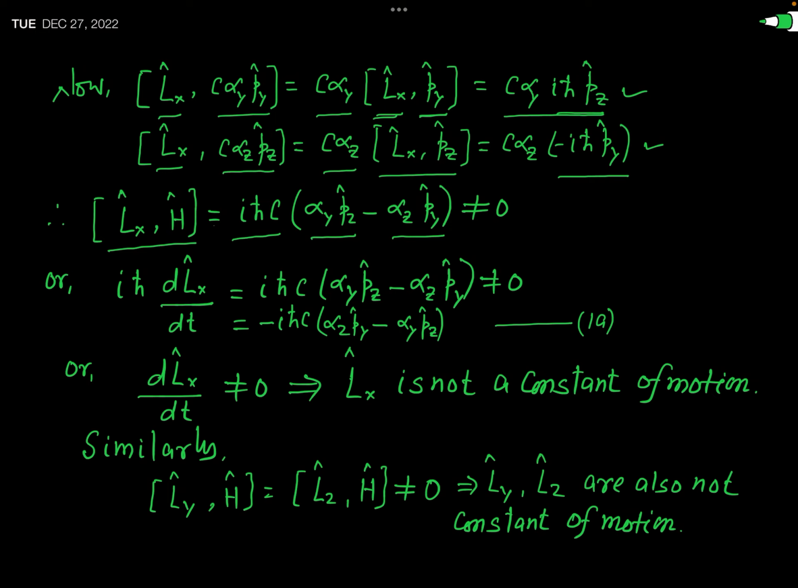And so you can easily say that the x component of the orbital angular momentum operator does not commute with the Hamiltonian, or Dirac Hamiltonian. And so Lx hat cannot be a constant of motion. Now, as you know, this commutator of Lx hat and H hat is equal to i h bar dLx by dt.